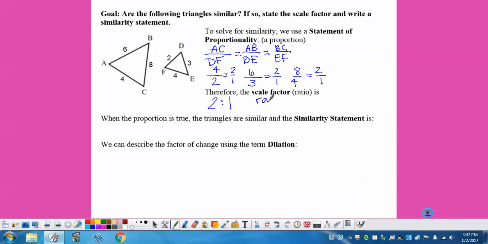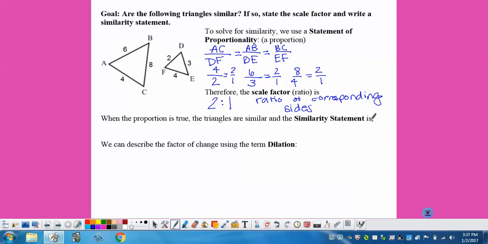Scale factor is the ratio of corresponding sides. Since the proportions are true, we know the triangles are similar.